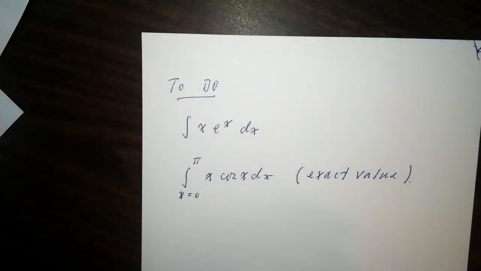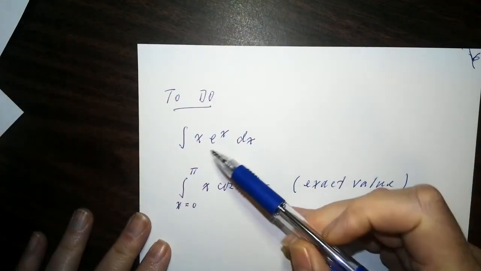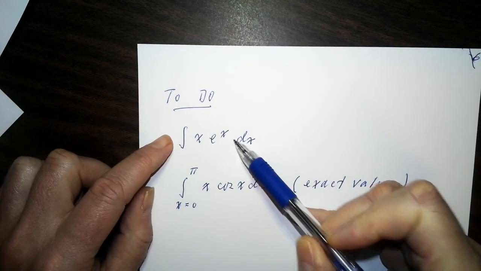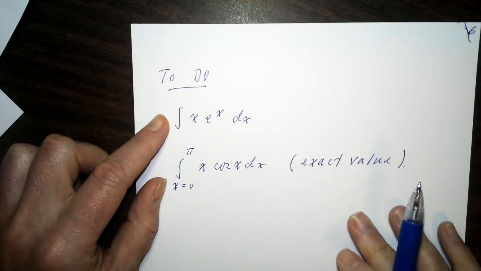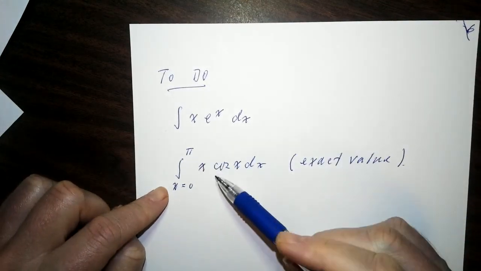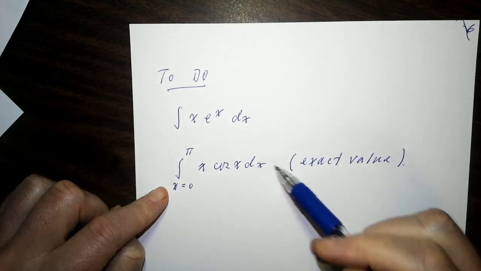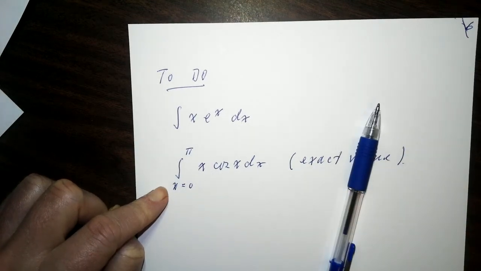Here are some problems for you to do in preparation for class. The integral of x e to the x. This is an indefinite integral. And then the integral from 0 to pi of x times the cosine of x. And this should be given as an exact value.